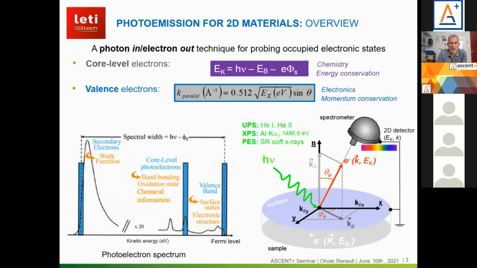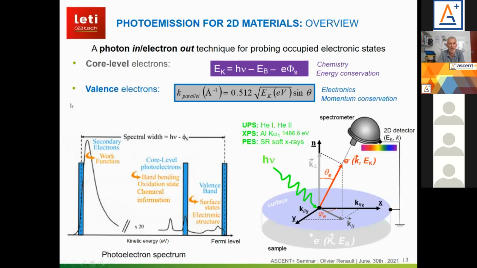So photoemission, what is photoemission? Photoemission is the photon in, electron out technique. So you shine your sample with photons and you analyze electrons emitted by the sample by the so-called photoemission process. And it is actually a technique for probing occupied electronic states.